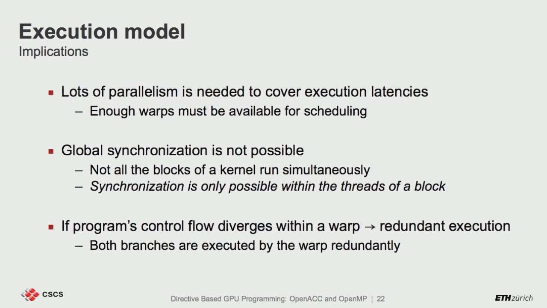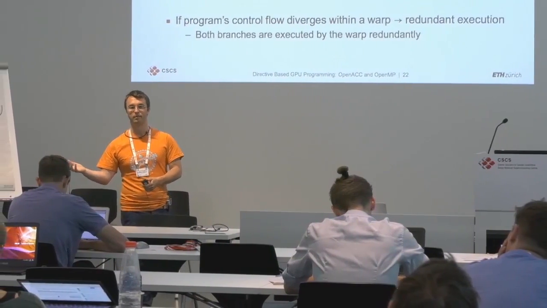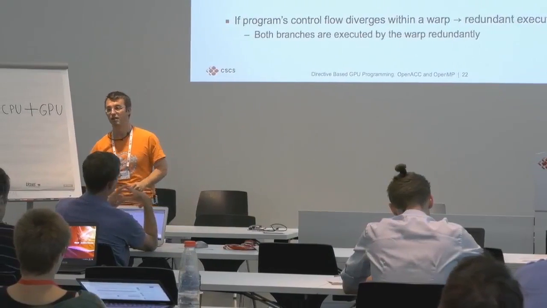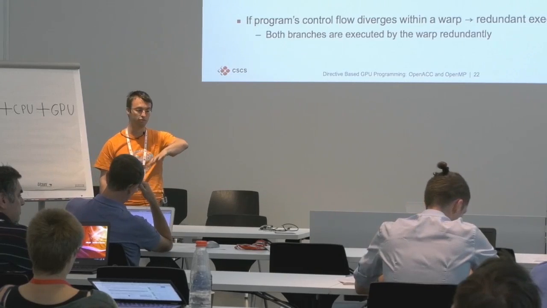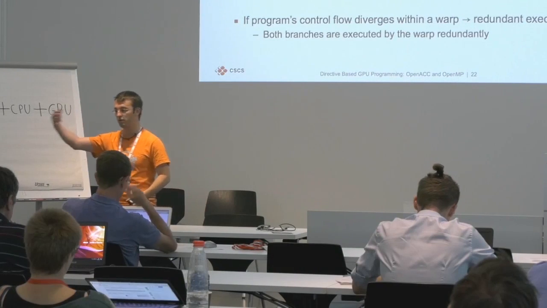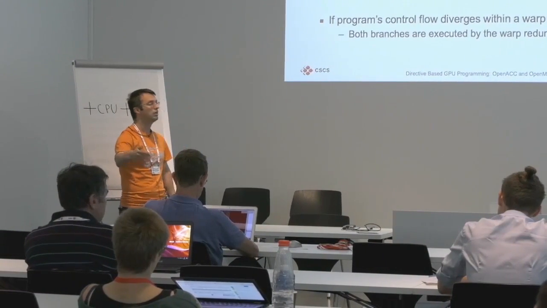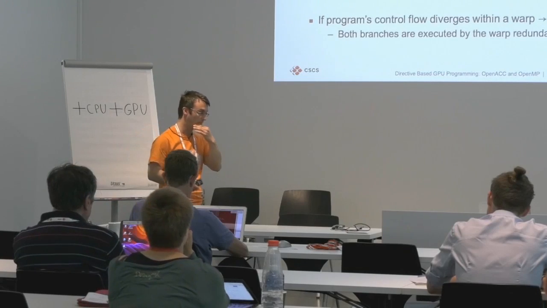Another implication of the execution model is this. I have said before that everything happens in bunches of 32 threads, but some of those threads may want to execute a different path because of your application. So, for example, the first 12 threads or cores need to take one path, and the rest, 18, to take another one. The rest 20, sorry.